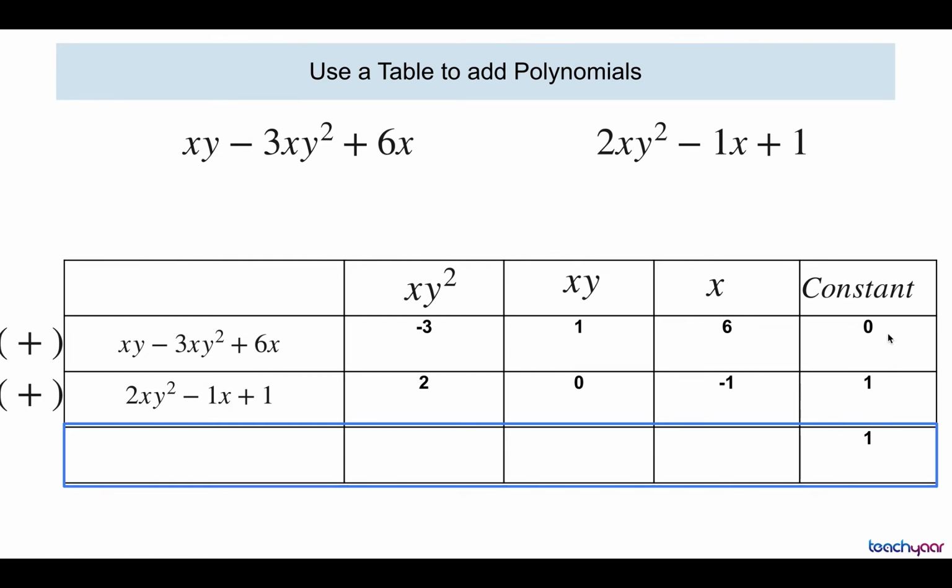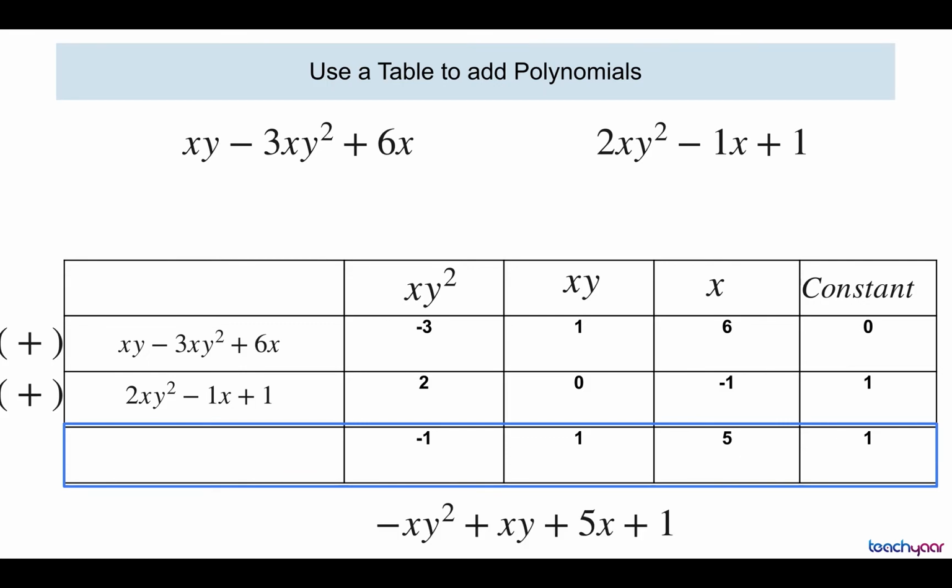And now what you can do is just add the columns. So 0 plus 1, 1, 6 minus 1 is 5, 1 and 0 is 1, and minus 3 plus 2 is minus 1. Now how do you get the sum? So you've already got the sum of the coefficients. So the actual polynomial, which is the sum of these two, is minus 1 xy square plus 1 xy plus 5x plus 1.